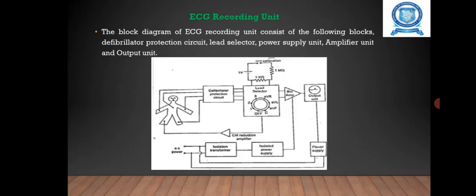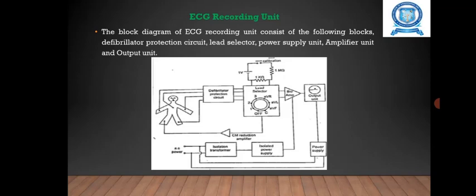The next one is the power switch. It consists of three positions. The on position is used for the amplifier turned on but paper drive not running. The next one is the run position. It is used for the paper drive to start running. The last one is the off position. The ECG unit is switched off.